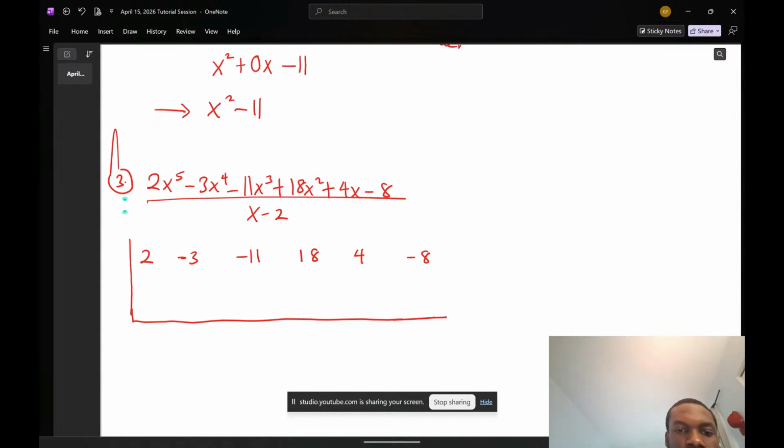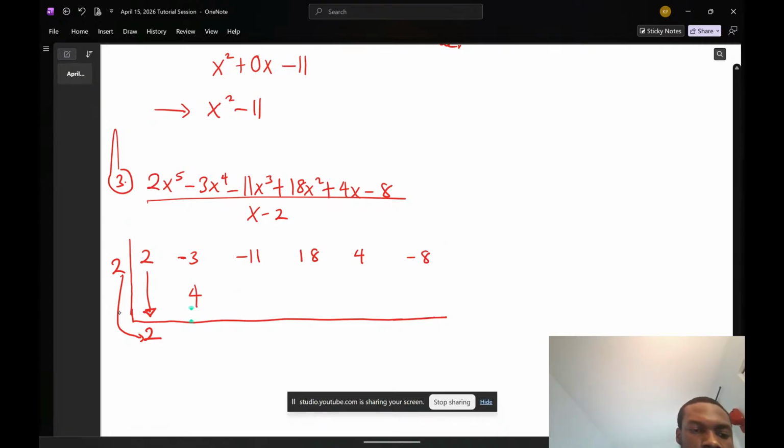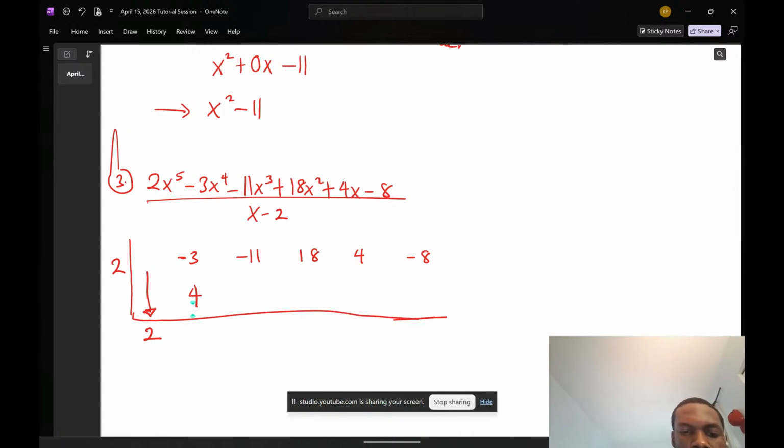So the divisor, x minus 2 equals 0, will be x equals 2, right? So we have 2 here. So like I said, the first number will always be brought down. We don't tamper with it. Okay. So now you multiply this with this one. 2 times 2 will give us 4. Okay. So now, oh boy. Sorry.